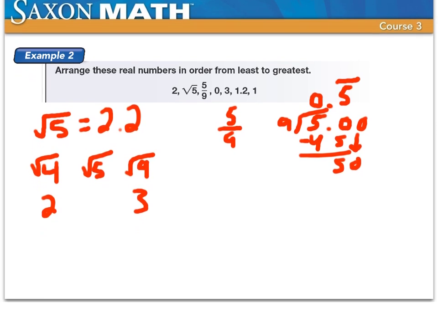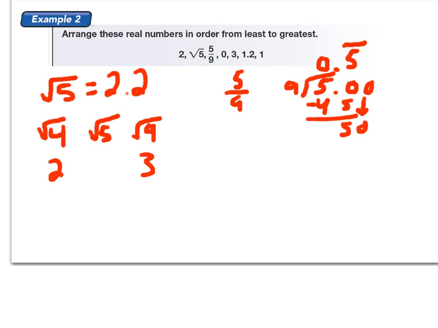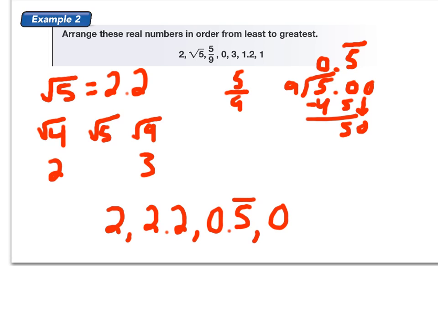So now I'm going to write the numbers that I converted. 2 I left. The square root of 5 was about 2.2. 5 ninths was 0.5 repeating. Then we had 0, 3, 1.2, and 1. And I'm going to write up here, remember this was the square root of 5, and this was 5 ninths.